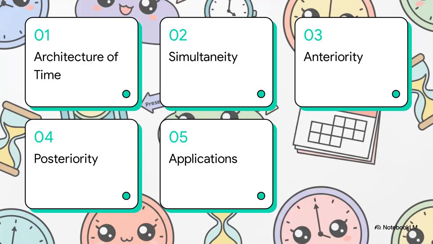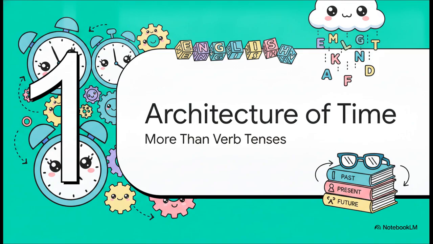Here's our roadmap for today's lecture. We're going to start with some foundational concepts about the architecture of time, and then we'll break down the three main temporal pillars: simultaneity, anteriority, and posteriority. Finally, we'll wrap up by looking at exactly how you can apply all of this practically, whether that's in the EOI classroom or in advanced professional contexts. All right, let's jump right into Section 1, the architecture of time. And remember, this is about way more than just verb tenses.